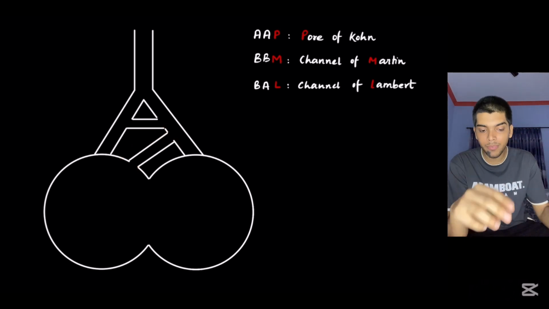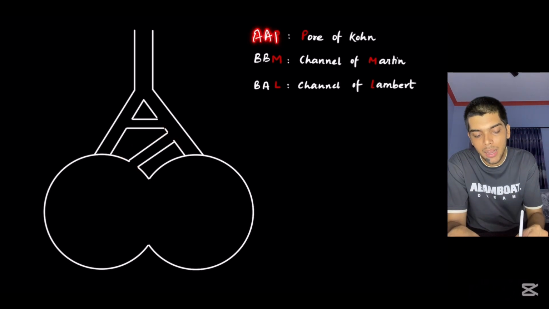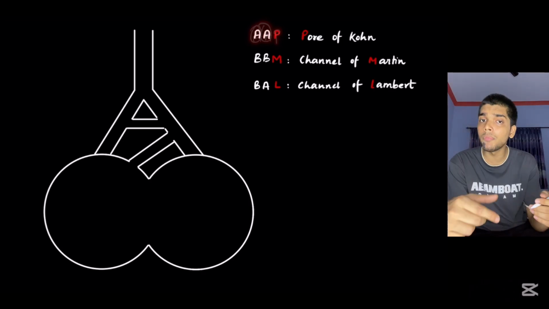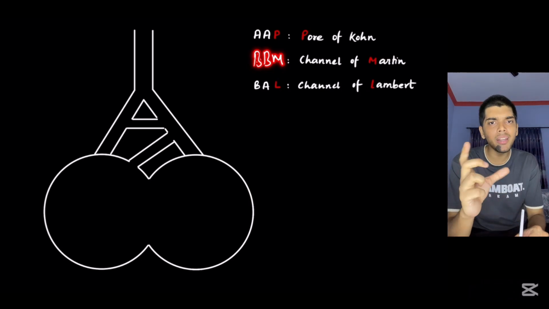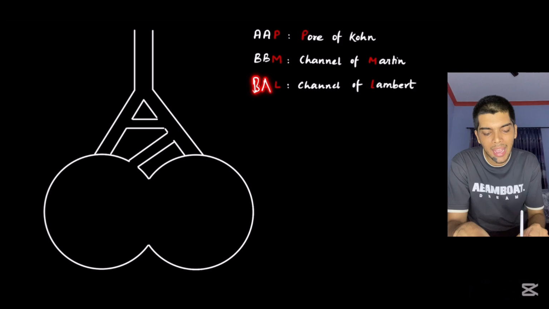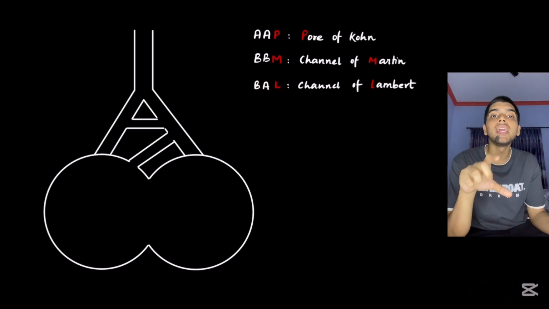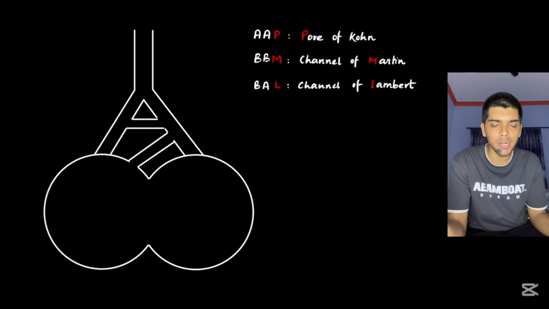So there are three. AAP: alveoli communicate with alveoli with the help of the pore of Kohn. BBM: one bronchiole communicating with another bronchiole with the help of the channel of Martin. And BAL: the bronchiole communicates with alveoli with the help of the channel of Lambert.